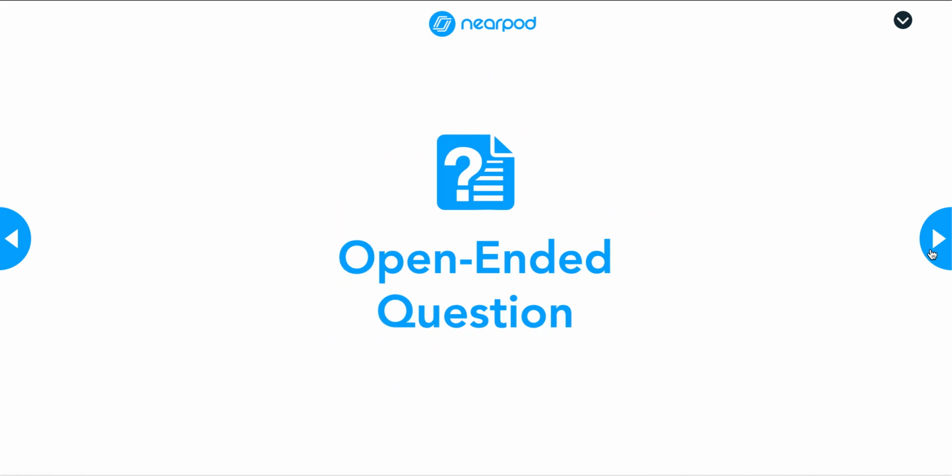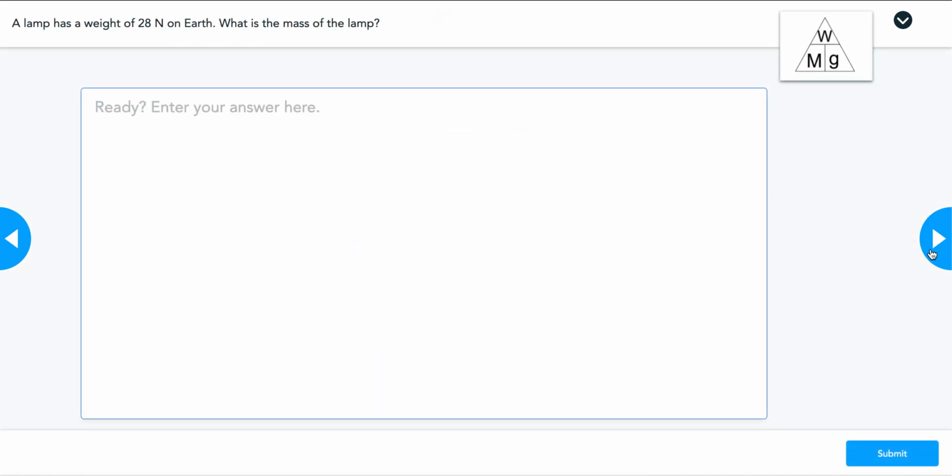All right, last one here. A lamp has a weight of 28 newtons on Earth. What is the mass of the lamp? Go ahead and use that formula triangle to solve that problem.